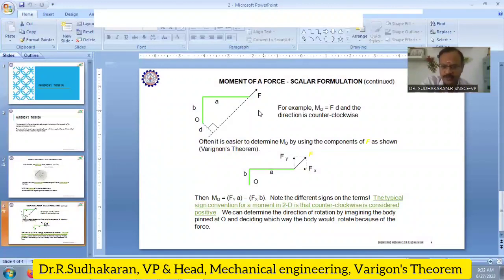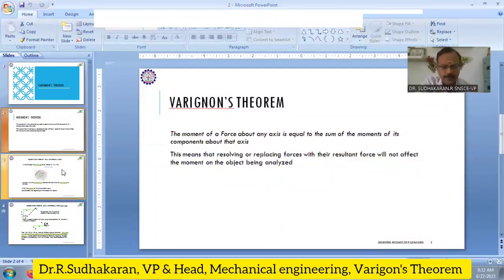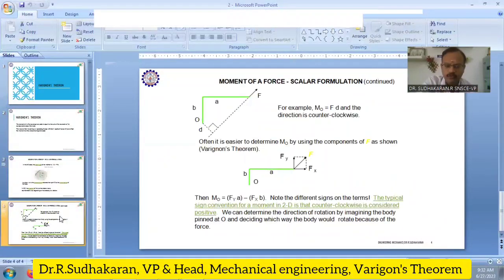So by using Varignon's theorem, the moment of an inclined force can be determined by resolving the force into two components, Fx and Fy, and finding the perpendicular distance of the components from the point where the moment is taken, and the product of these, taking the difference, will give the moment of the force. So Varignon's theorem can be practically applied for determining the moment of a force about any axis.